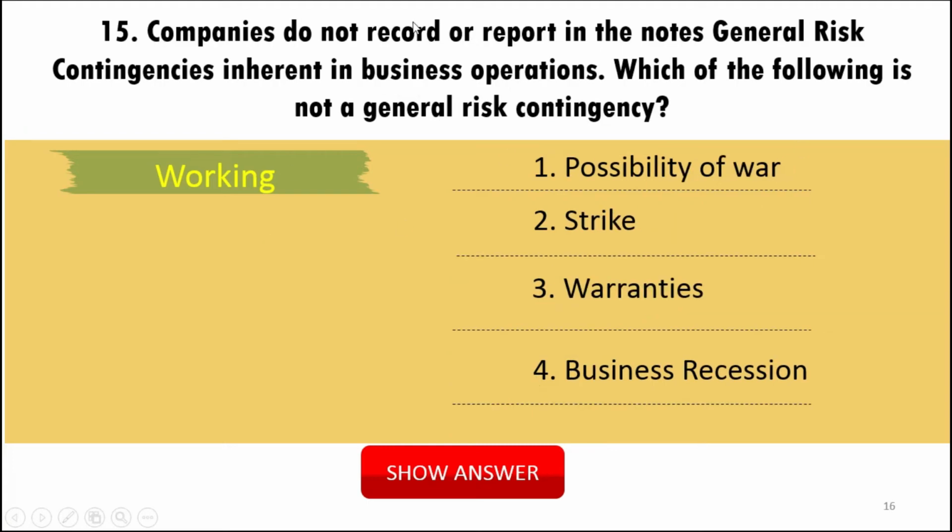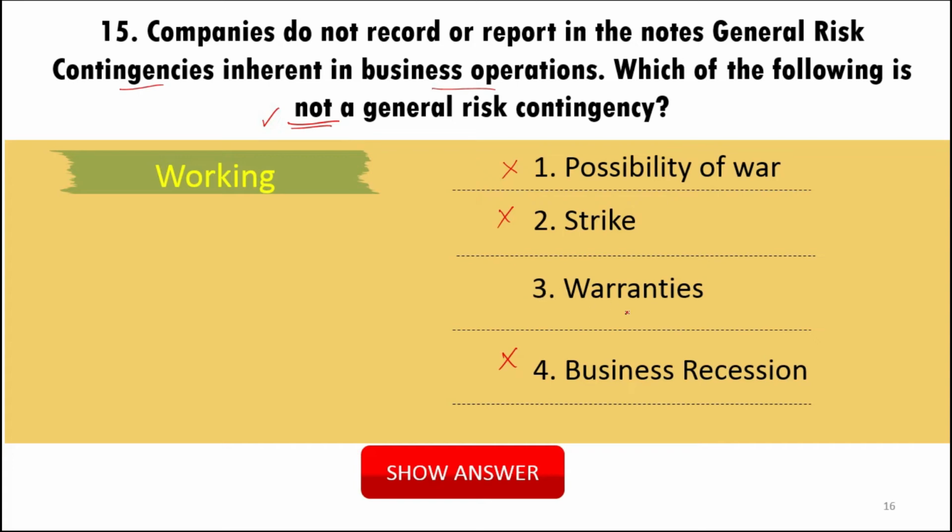Question number 15. Companies do not record or report in the notes general risk contingencies inherent in business operation. Which of the following is not a general risk contingency? Possibility of war, yes, it is a general risk contingency. A strike is also a general risk contingency. Business recession is a general risk contingency. So these are not your options because it is asking which is not.